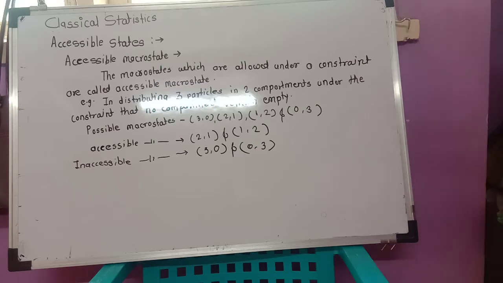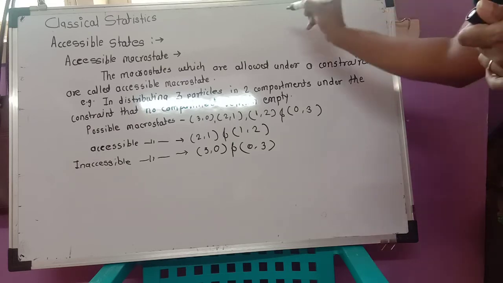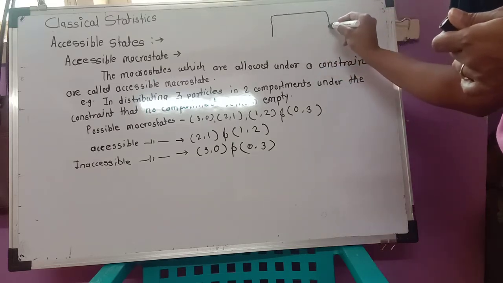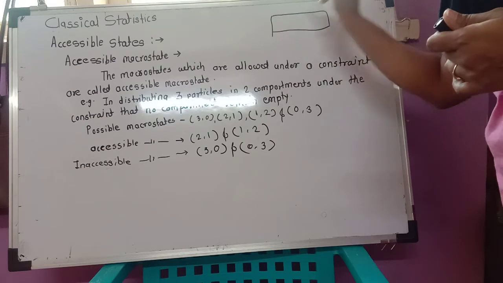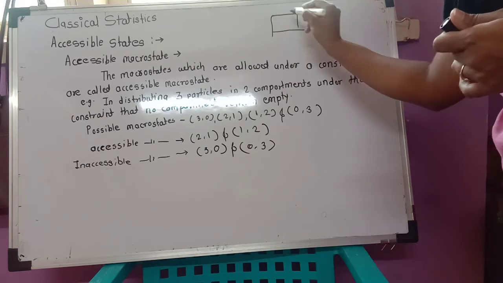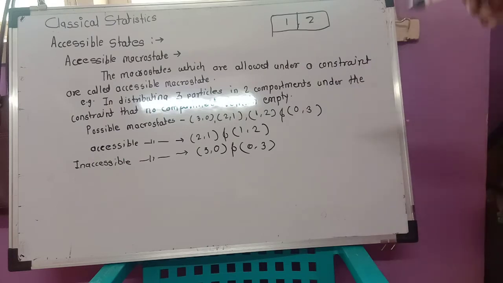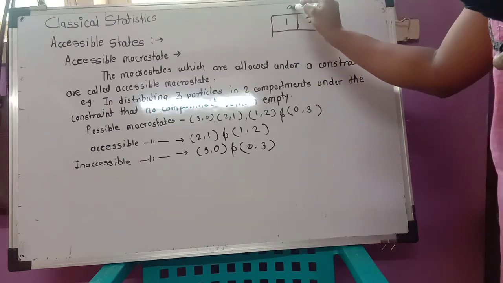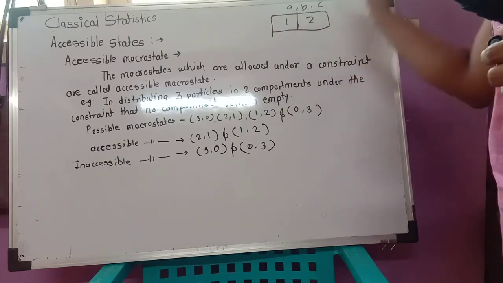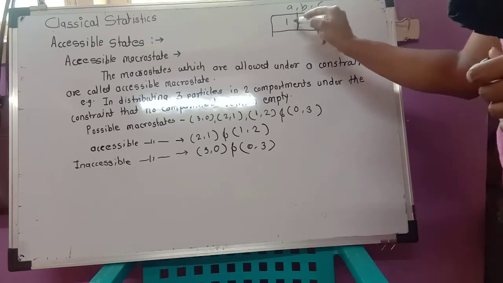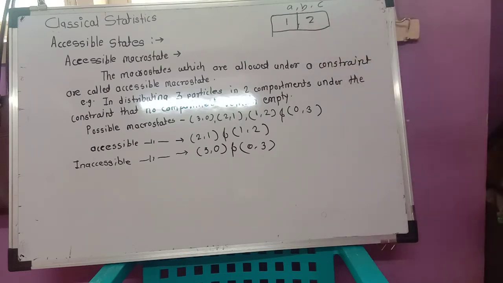compartments of equal area. Similarly, we have one box, and we have to make two exactly equal compartments, compartment number 1 and compartment number 2, and we have to distribute the three distinguishable particles A, B and C into these two compartments. What are the possible ways of distributing these three particles into the two compartments?